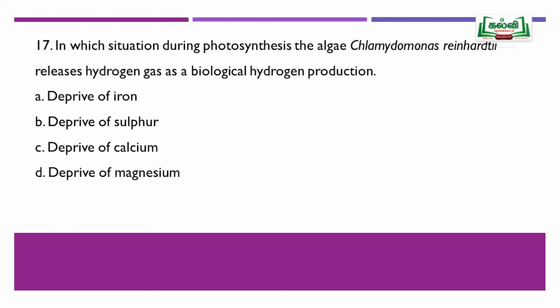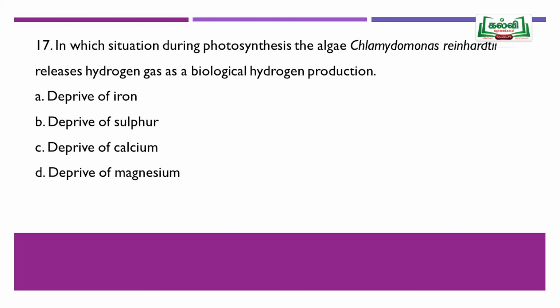The next question: in which situation during photosynthesis does the alga Chlamydomonas reinhardtii release hydrogen gas as biological hydrogen production? Okay, in biological hydrogen production we discussed the algae usually in light reaction. In light reaction, especially non-cyclic photophosphorylation, the hydrogen acceptor is NADP reductase. So, in Chlamydomonas reinhardtii, whenever it is under a certain starvation condition, it will start producing hydrogen. So, the question is, in which situation will the hydrogen production take place?